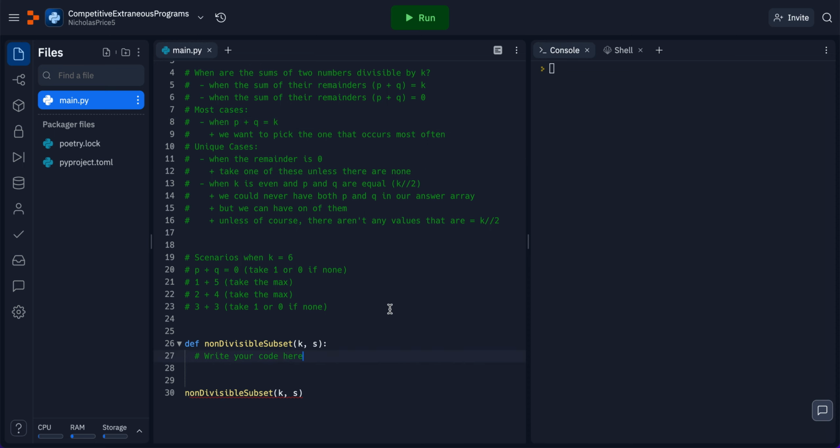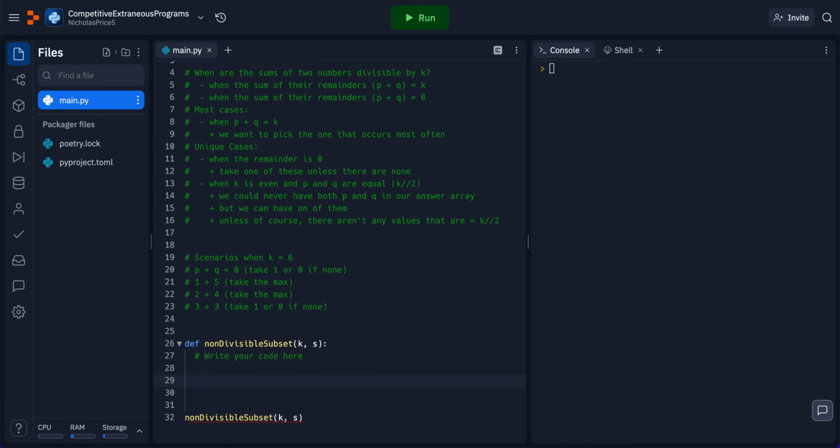Okay, so that's half the battle, right? That is half of solving the algorithm. We have the logic. Now, how do we start to actually keep track of these remainders and then add the items to our subarray, and get the answer that we want, the longest possible subarray?